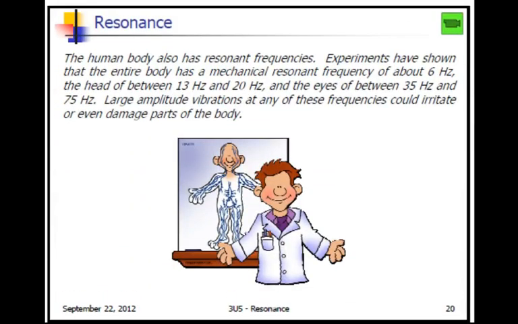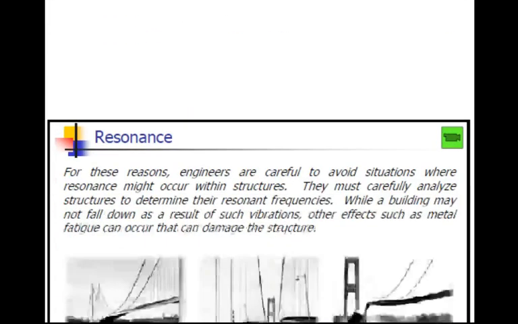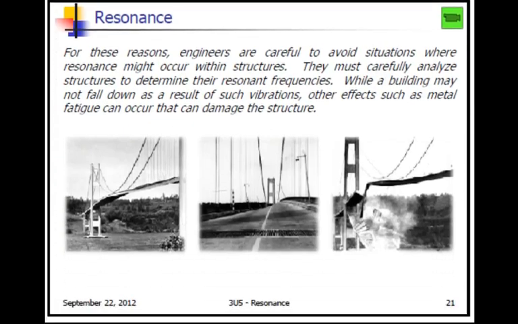The human body also has resonant frequencies, and experience has shown that the entire body has a mechanical resonance frequency of about 6 Hz. The resonance frequency of the head is between 13 Hz and 20 Hz. Resonant frequency of the eyes is 35 Hz to 75 Hz. Large amplitude vibrations of any of these frequencies could irritate or even damage parts of the body. For these reasons, engineers are careful to avoid situations where resonance might occur within structures.